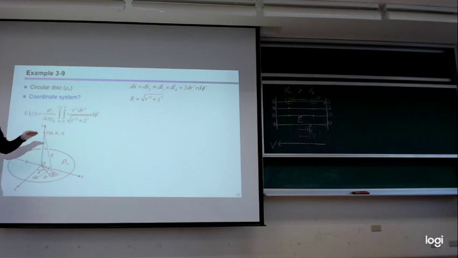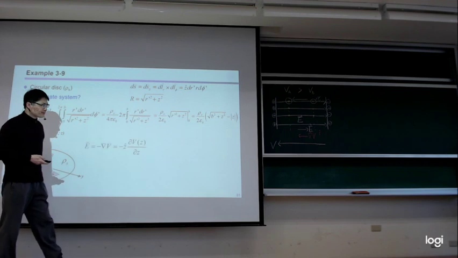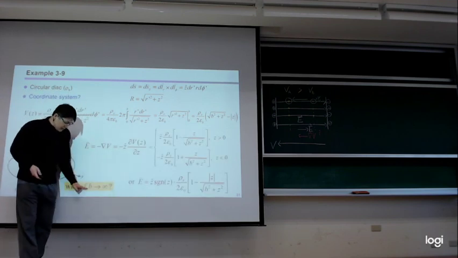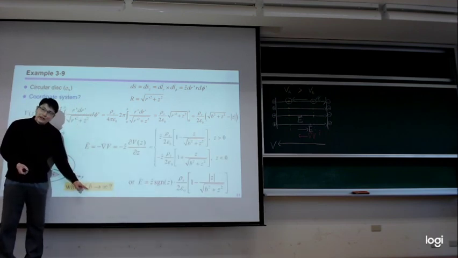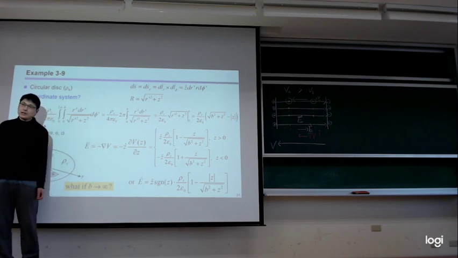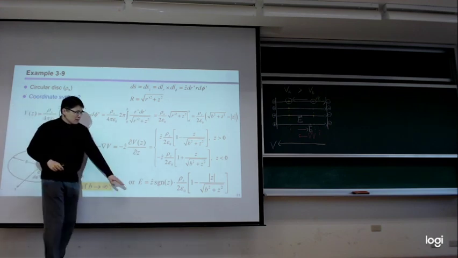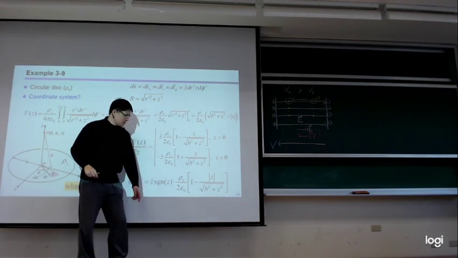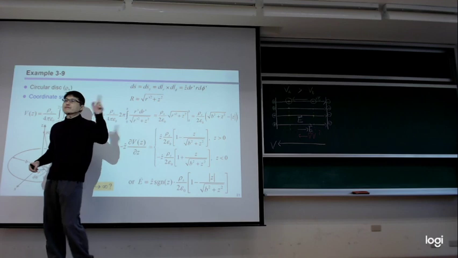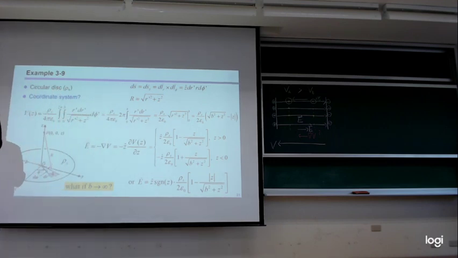And that is truthfully revealed here. So if B, the radius, is going to infinity, meaning you have a very big disk, the second term can be dropped, and your result converges to what we derived previously. Right?